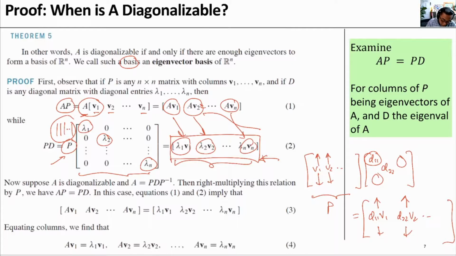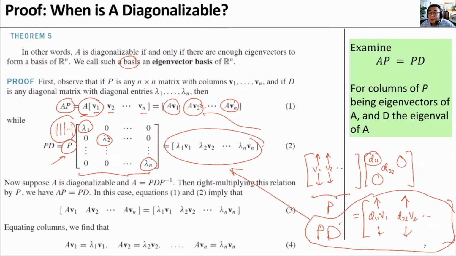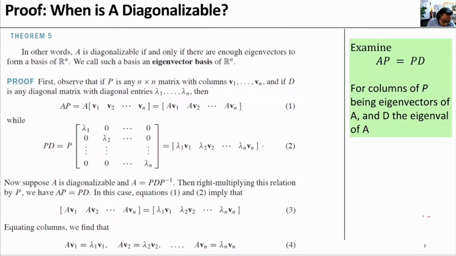So that is why we are now saying that P times D is equal to this representation. This reveals that if P is the eigenvectors arranged as columns, then the similarity transform of A will generate a matrix D that is a diagonal matrix, and the entries are simply the eigenvalues. So this completes the proof.